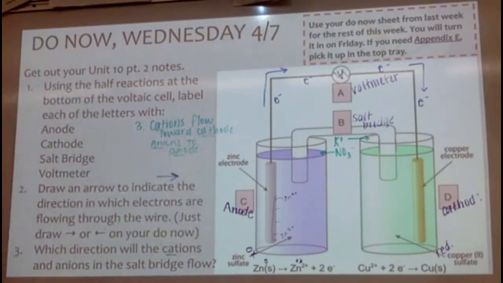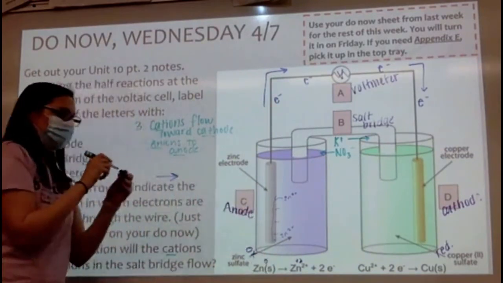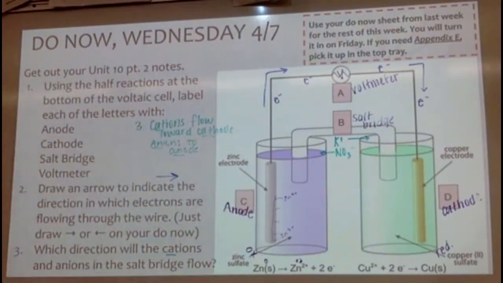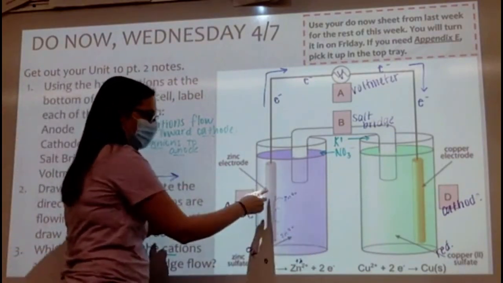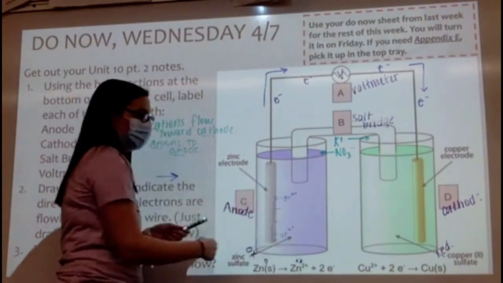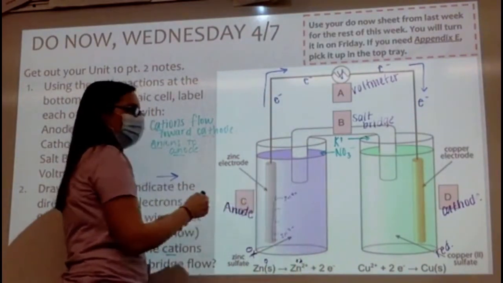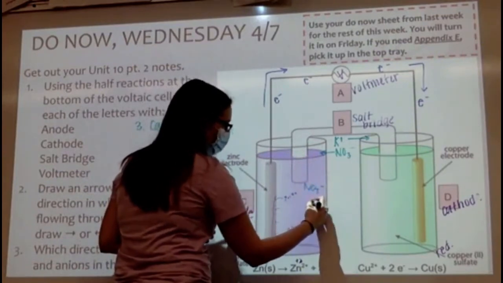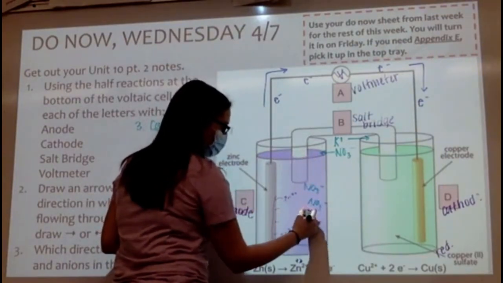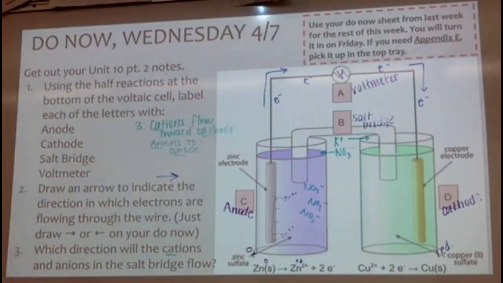And the reason your anions flow to the anode, I was just talking about how at the anode, the electrode itself, the piece of metal, actually decreases in size because in this case, the Zn is going to Zn2+. So as we get more and more positives in this solution, you're going to have some anions flowing in to keep it neutral. So your anions will flow into the anode.